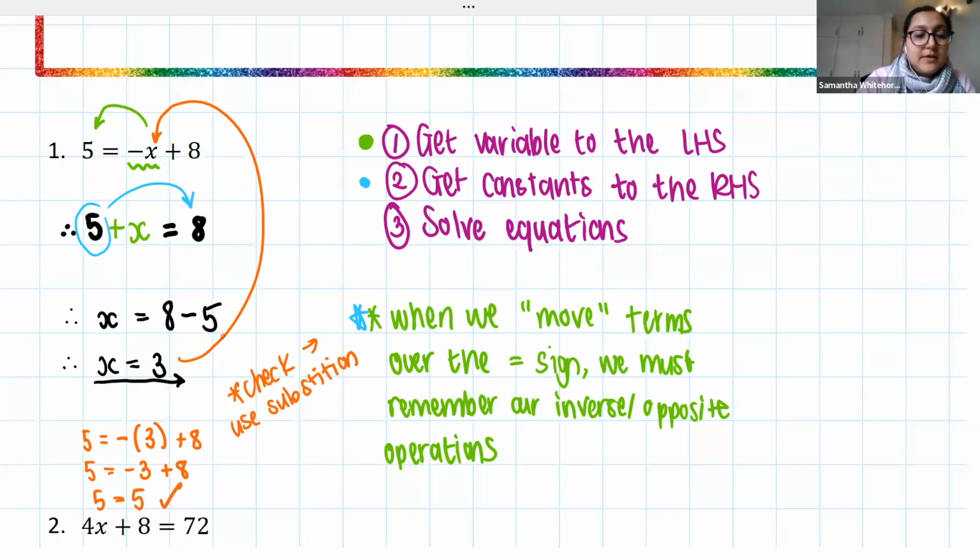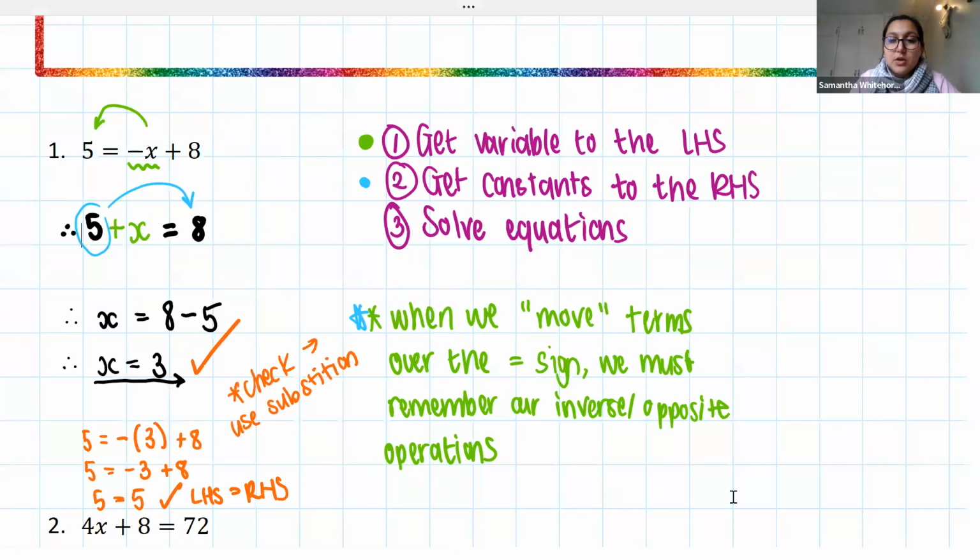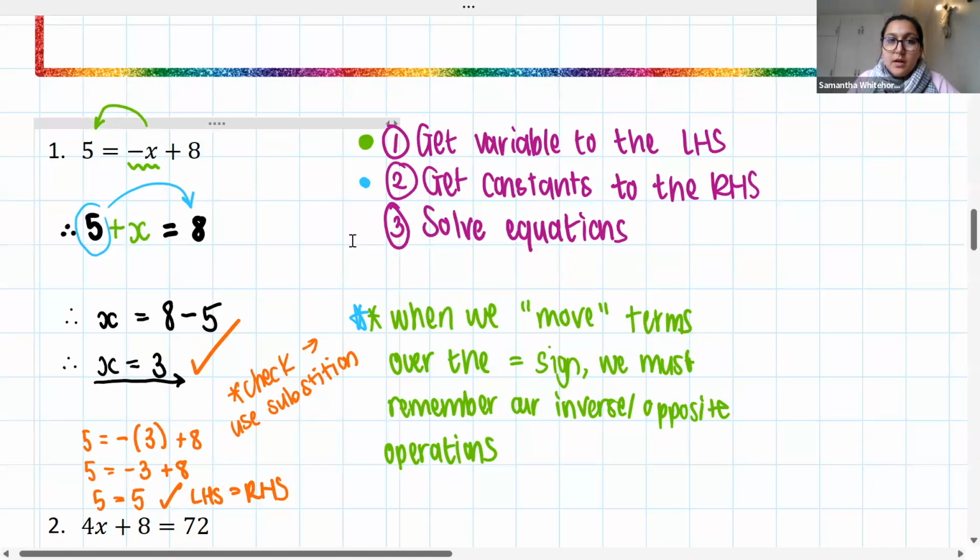And because my left-hand side is equal to my right-hand side, I can say that the answer I've gotten for x is correct. So whenever we're solving an equation, always remember that you can check yourself through substitution. This is exactly how we calculate the value of our unknown variable. Essentially, if we can follow those 3 steps, we can solve any equation that we've been given.